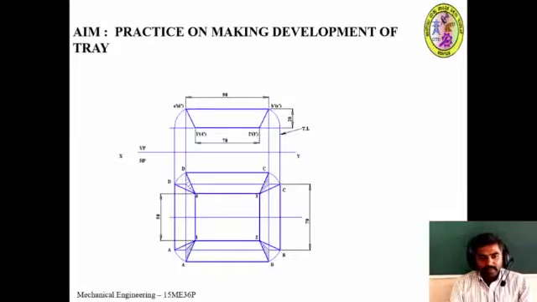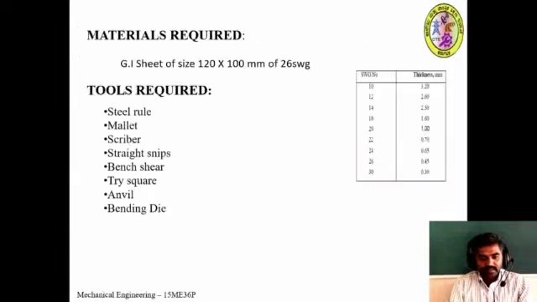Aim: practice on making development of tray. So aim means what we are going to do. You have to draw or copy the sketch given for the given dimension. Then we have to calculate the material requirement. Once you have drawn the orthographic views, you can easily calculate the material requirement.